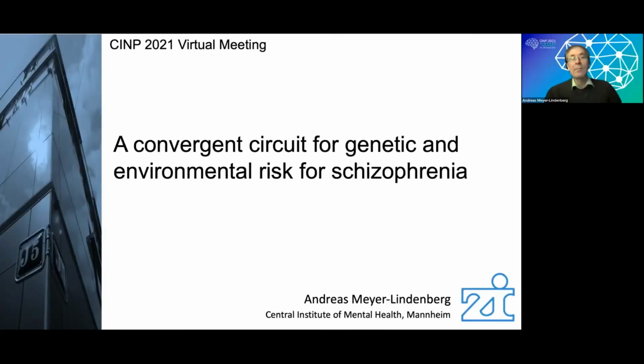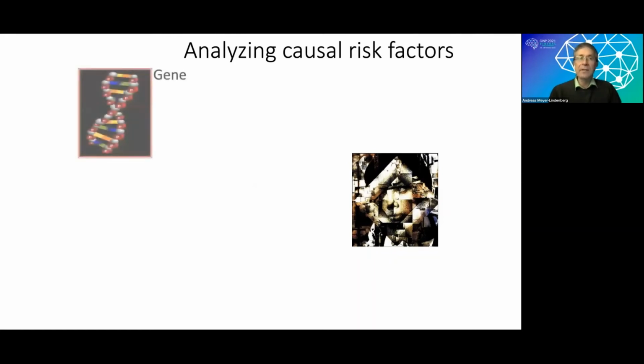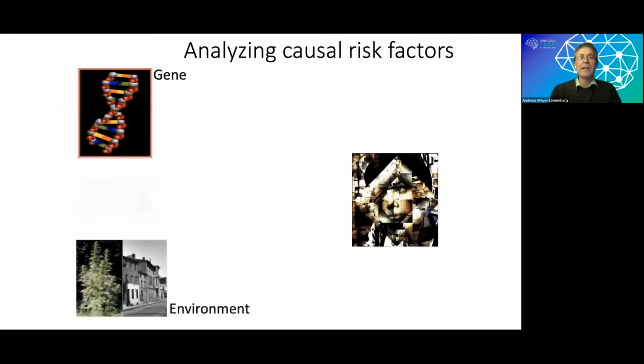Welcome, everyone. I'm pleased to contribute to our symposium on gene-environment interactions by talking about a convergence circuit for genetic and environmental risk for schizophrenia. The systems level question that we're asking here is trying to parse causal risk factors for schizophrenia into its component parts. For every illness, you can distinguish genetic factors, environmental factors, and their interaction.